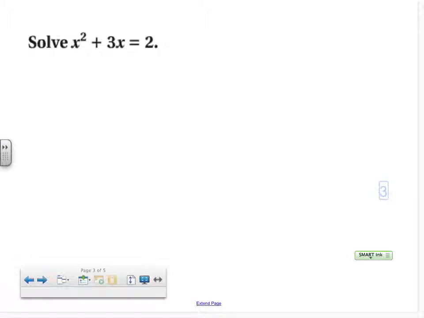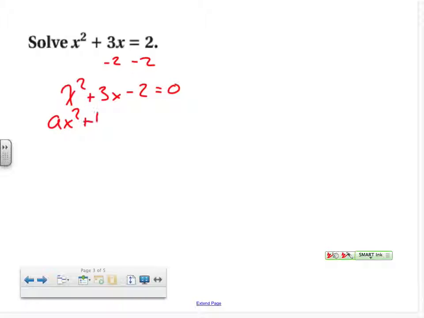Here's our first problem. Solve x squared plus 3x equals 2. Now first off, you must remember it has to be in standard form. So I'm going to get this in the standard form. That means getting it equal to 0. So I'll subtract 2 from both sides. X squared plus 3x minus 2 equals 0.